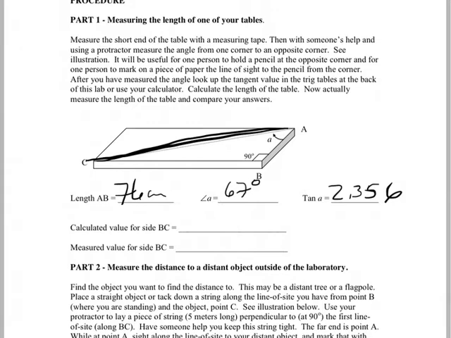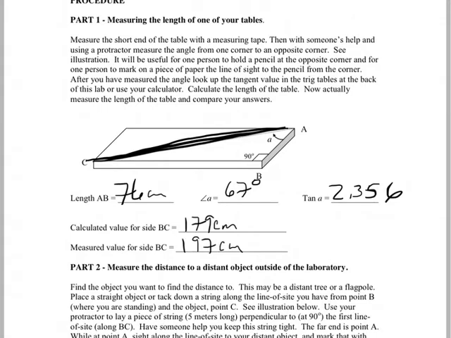So then this distance from my corner here, my 90-degree angle, to here should be this length times the tangent of this angle. And so I calculate that out, and for me, I got 179 centimeters. Now then, I want you to actually measure the length of the table. And if you measure the length of the table, in my case, it was 197 centimeters.